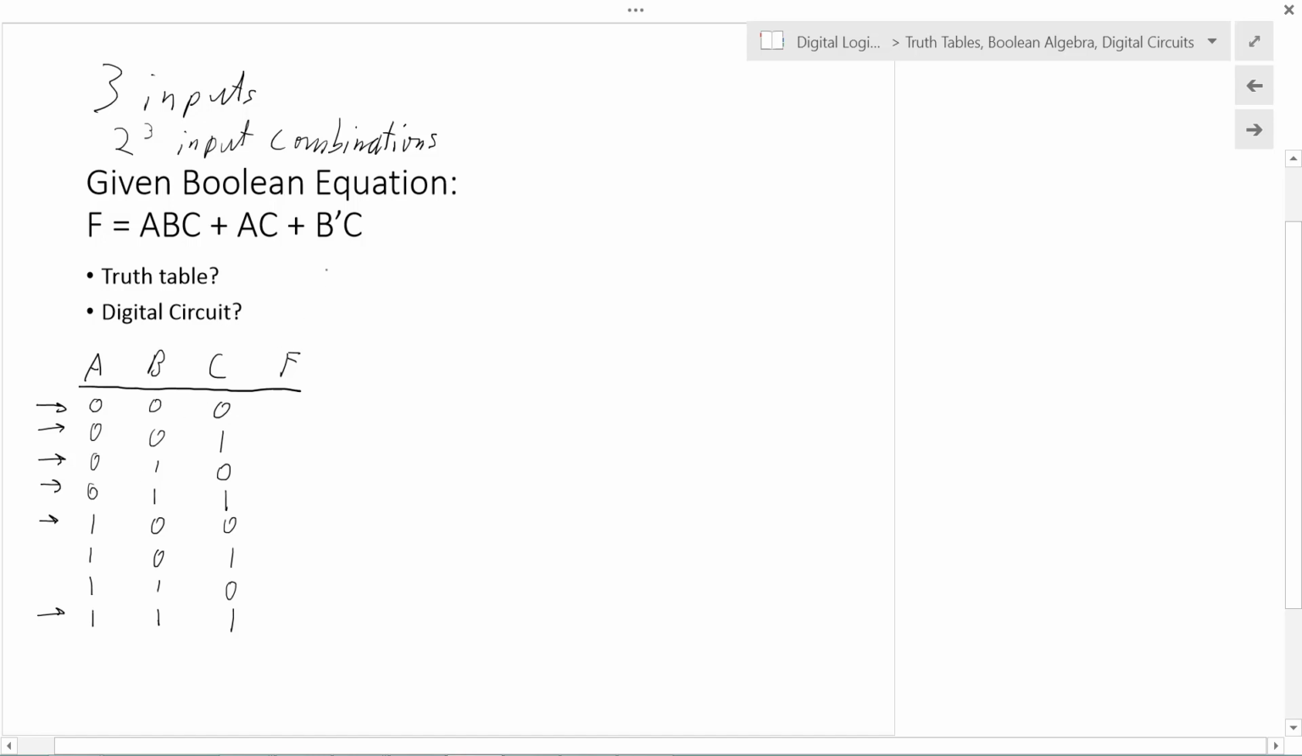So let us take our Boolean equation and look at each term and see if we can find the value for f for each input combination. Let's look at a equals 0, b equals 0, c equals 0. So if a is 0, we know that the first term is going to be 0 and the second term is going to be 0. We also note that because c is 0, this is going to be 0. So 0 or 0 or 0 is 0.